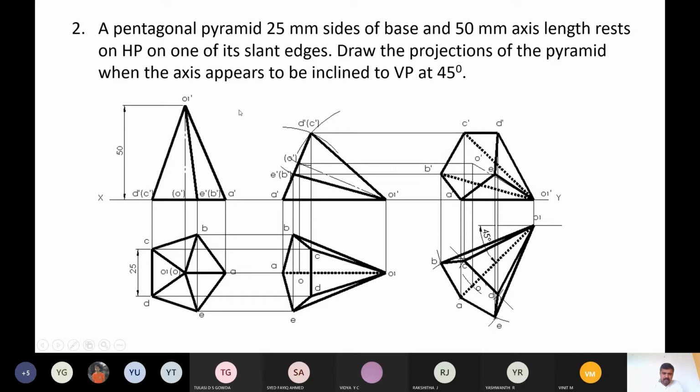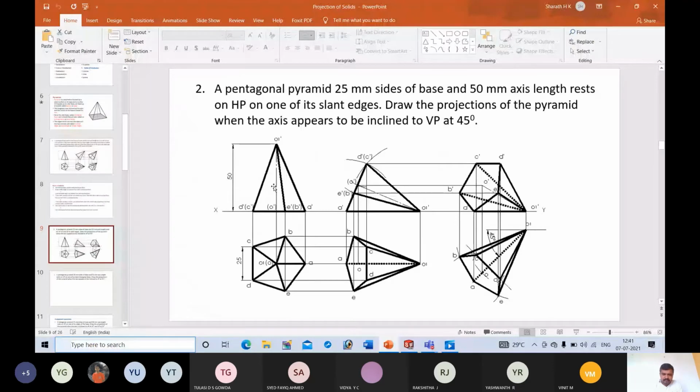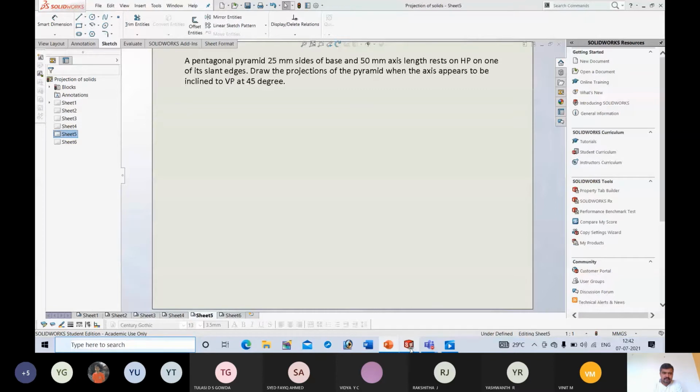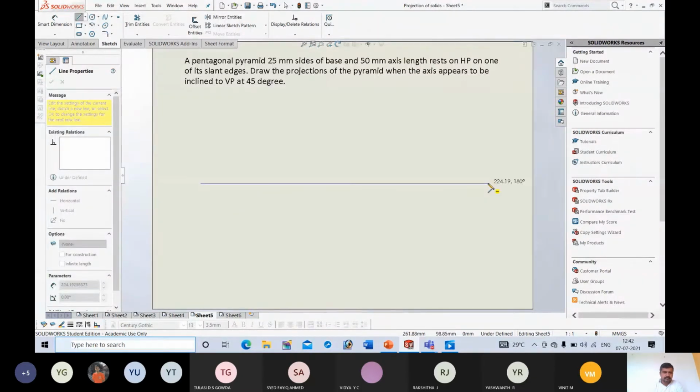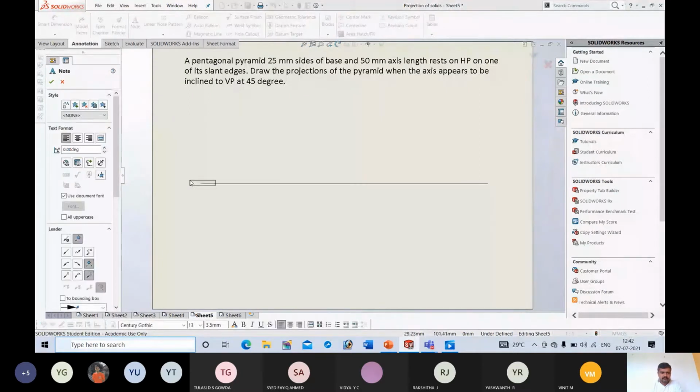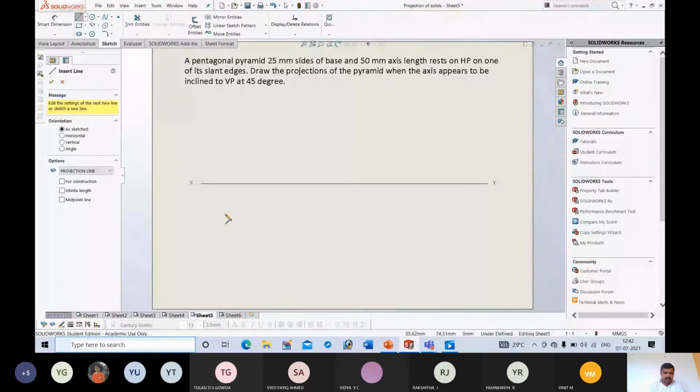Now draw the top view by taking the condition as resting on corner initially, and then draw the front view. I will draw the initial views using Solidworks. First I will draw the XY line. Next, using the interior angle method, I will draw the pentagon.